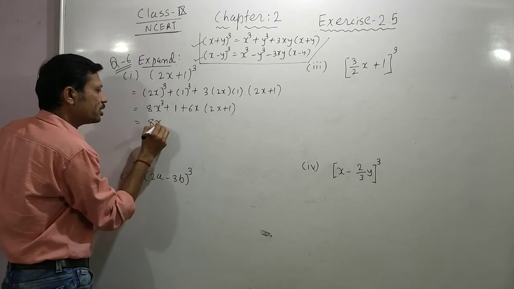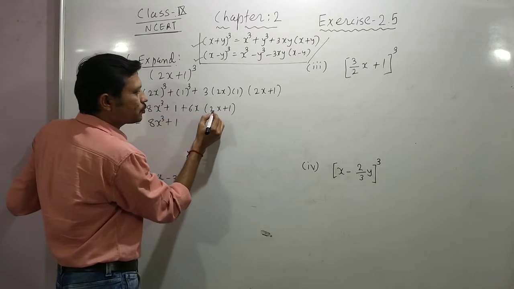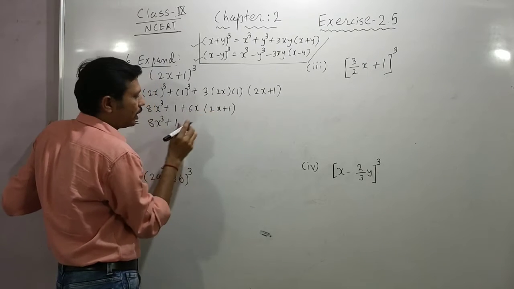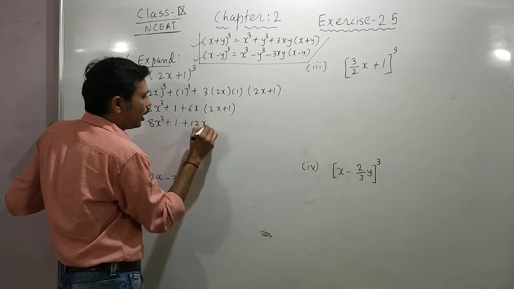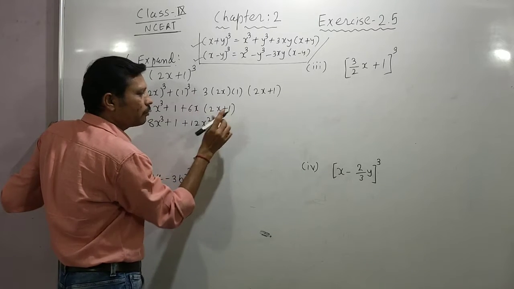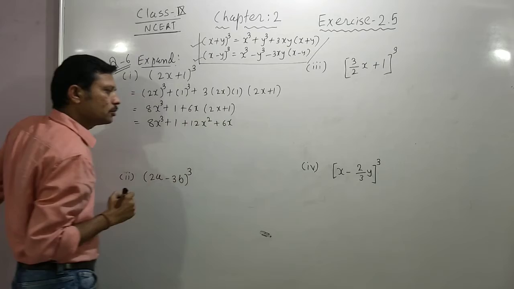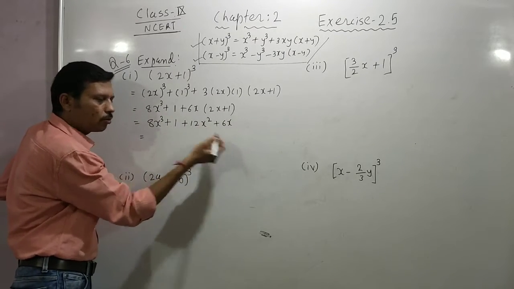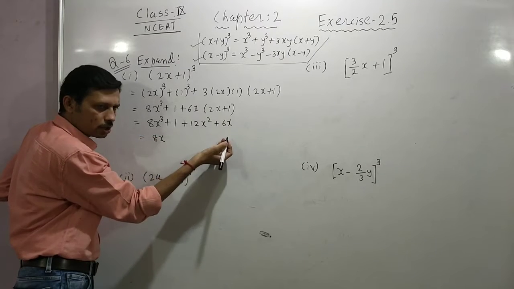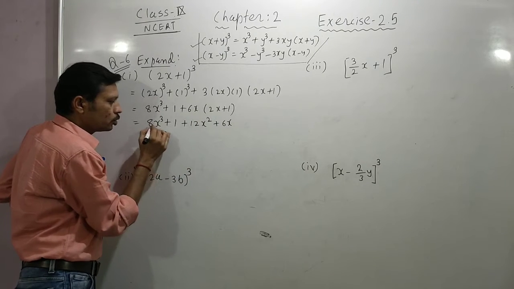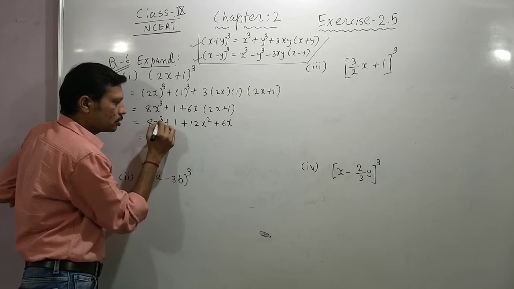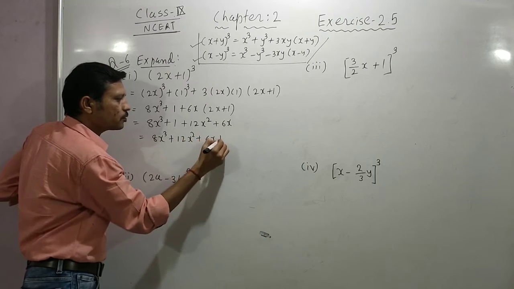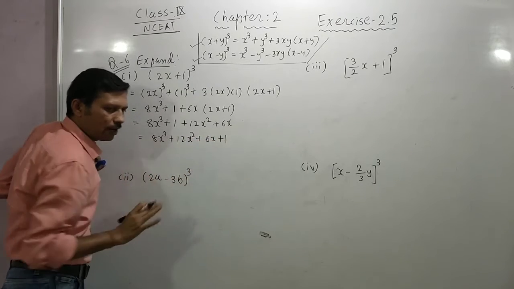Further we will expand this. 6x multiplied with both the terms. So 6 twos are 12, x multiplied by x is x square, so 12x square. 6x multiplied with 1 will be 6x. Clear? If you want to arrange them in the standard form of the polynomial, you can arrange it, otherwise this form will also be okay. So 8x cube plus 12x square plus 6x plus 1. So both answers will be valid.